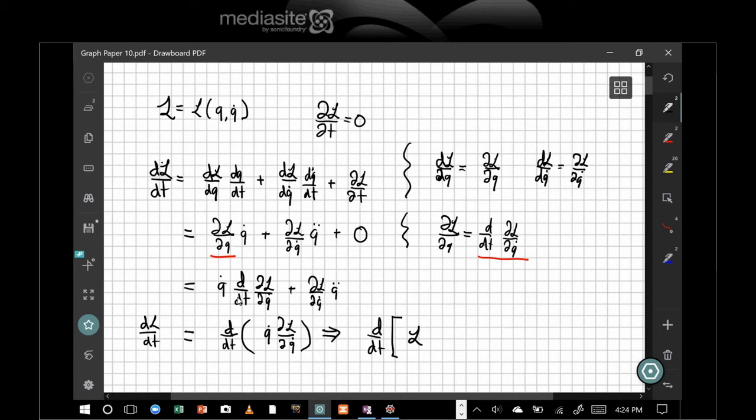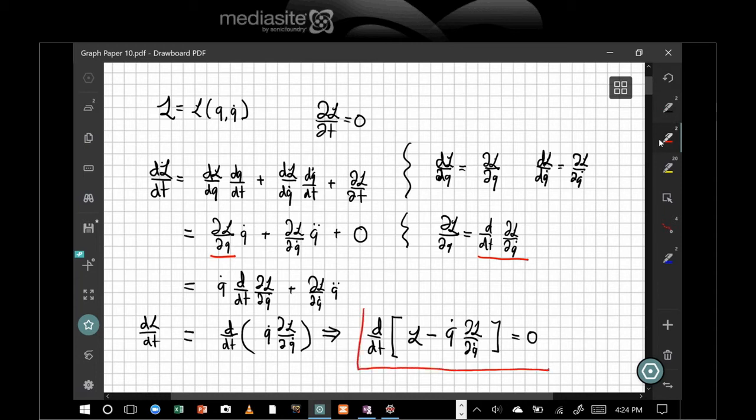the Lagrangian, and where does this L come from? That comes from this L here, minus q dot partial L with respect to q dot equals 0. That's my main result. Okay.